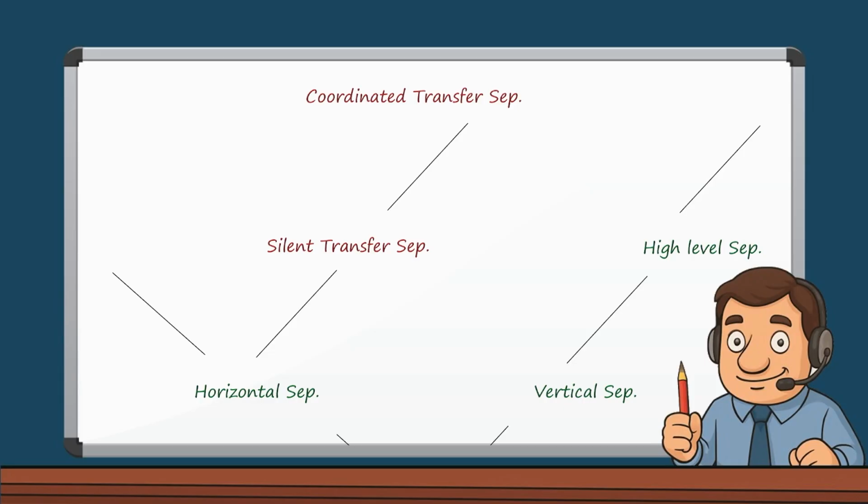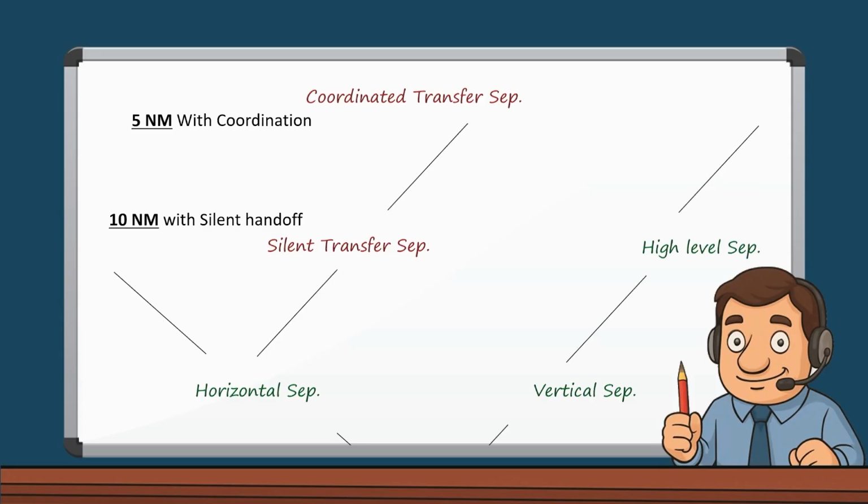So, to make complicated talk more simple, you have two different values for horizontal separation when you're handing over to another sector. 10 nautical miles if you want to do it silently via the gyroscope transfer function, or 5 nautical miles if you have prior coordination and consent from the receiving sector. Now, let's get back to our tree.